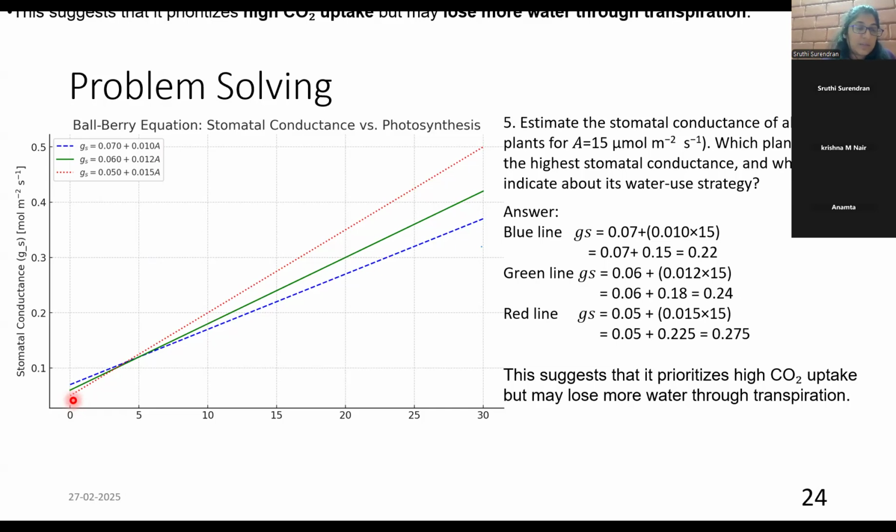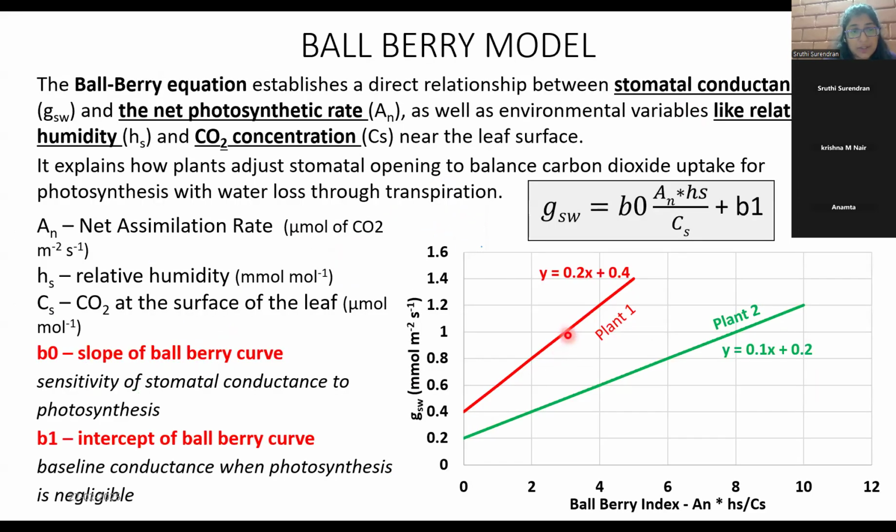But again, if you see, the baseline conductance is zero, so during conditions of very little carbon dioxide, that is nearing no photosynthesis, it is efficient in saving water during such times. So this will be the interpretation of this plant in terms of water use efficiency. So these are all the things that you can get from the simple line equation when we associate the stomatal conductance to this Ballbury index.